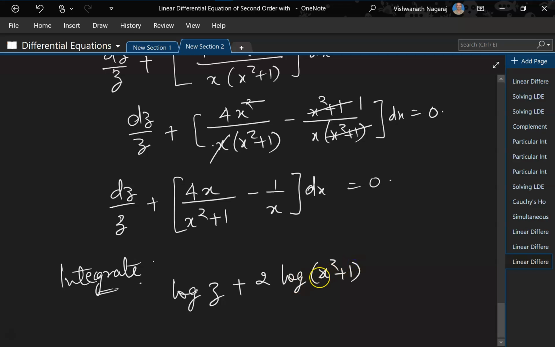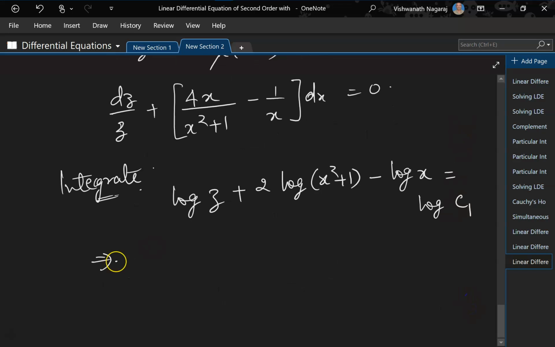So here if you notice, when we differentiate it, it will become 1 by x square plus 1 and 2x. 2x times 2 will be 4x. So 4x by x square plus 1. Similarly, here 1 by x is log x is equal to, remember when we have logs, the constant of integration also we take as log. So log c1.